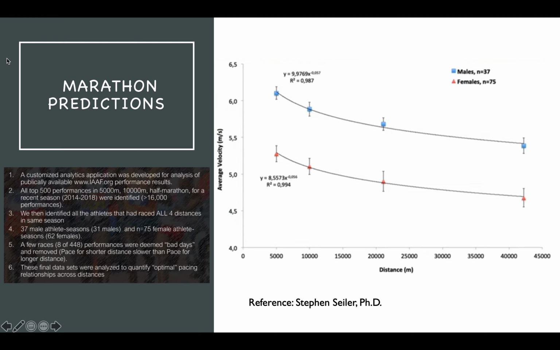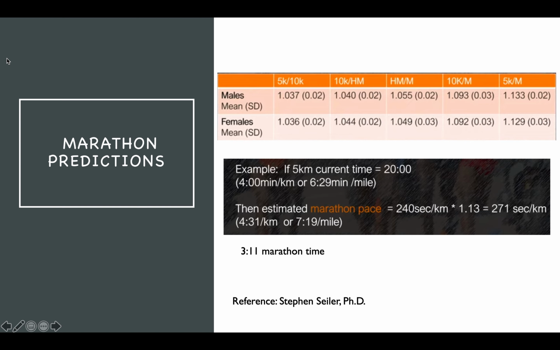And so what you come up with is a formula to predict marathon or half marathon times from shorter races. So this table really helps apply that formula in a much easier and applied way. So basically it's ratios. So if we look at the far right column, 5K in ratio to the marathon. So for both males and females, that ratio is about 1.13.